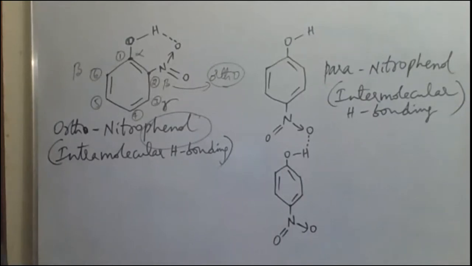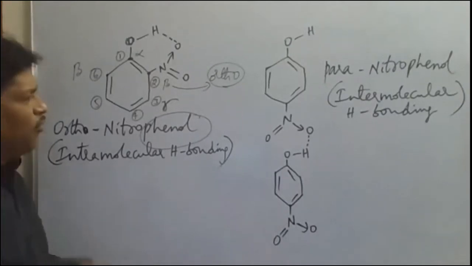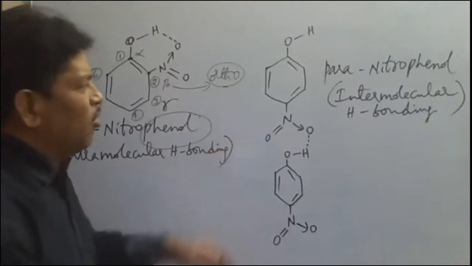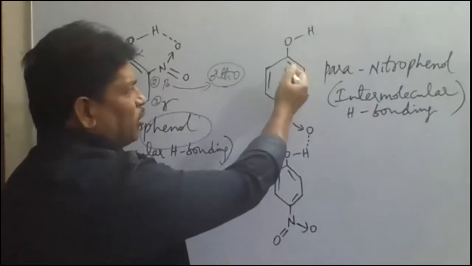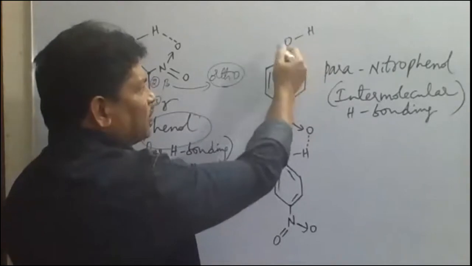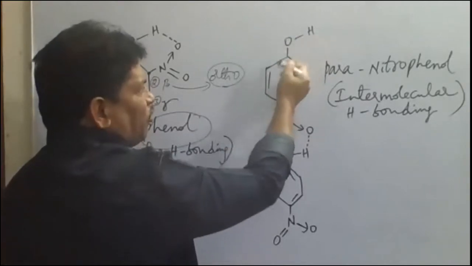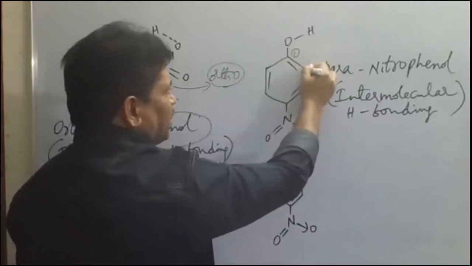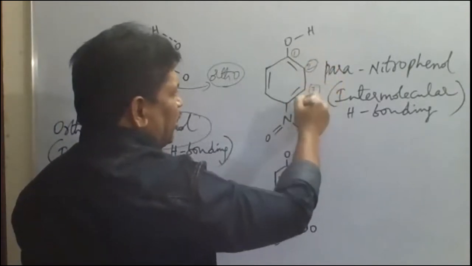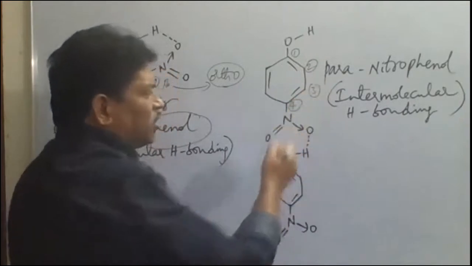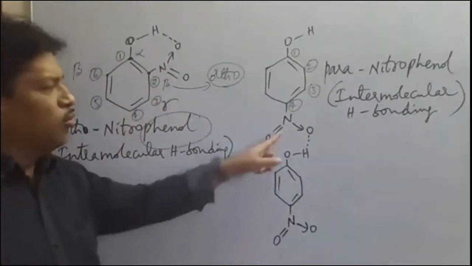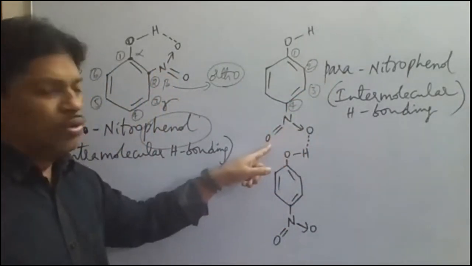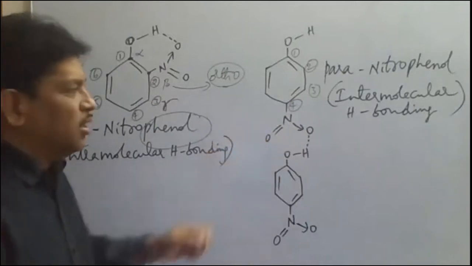Intramolecular hydrogen bonding. Is the concept clear? Next, if you take this case, here we have taken a benzene ring with an OH group, which is called phenol. In this phenol, this is the first carbon, the second carbon, the third carbon, and the fourth carbon. On the fourth carbon, an NO2 group is attached.